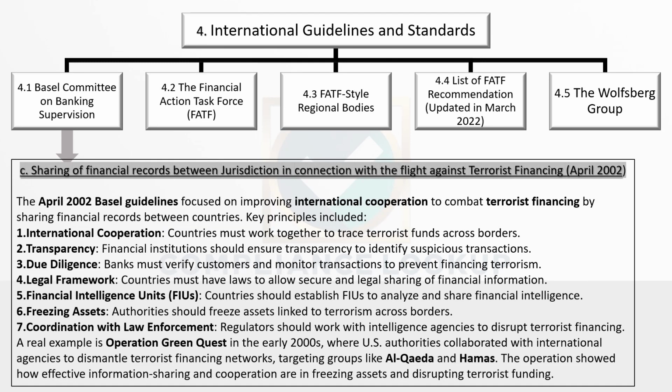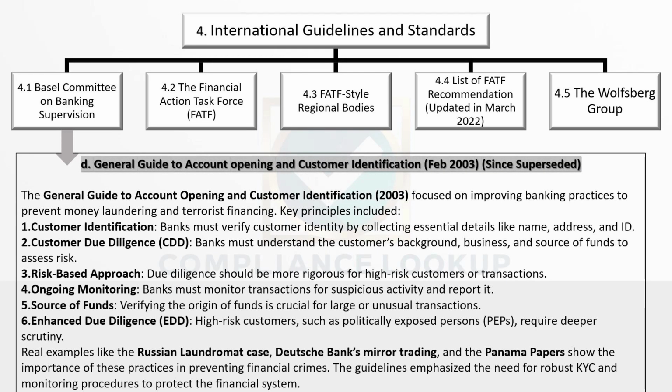Now, coming to due diligence and transparency regarding cover payment messages related to cross border wire transfers. The General Guide to Account Opening and Customer Identification, February 2003, was issued by the Basel Committee on Banking Supervision as part of its efforts to combat money laundering and terrorist financing. The guidelines aim to help financial institutions improve their practices in opening accounts and identifying customers, ensuring that they could prevent the misuse of the banking system for illegal activities.